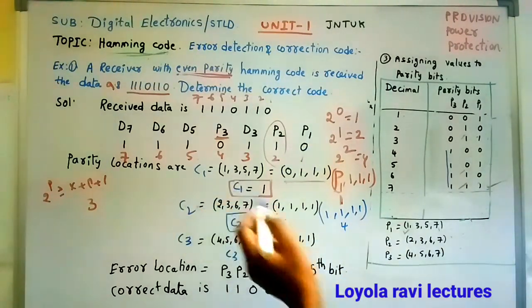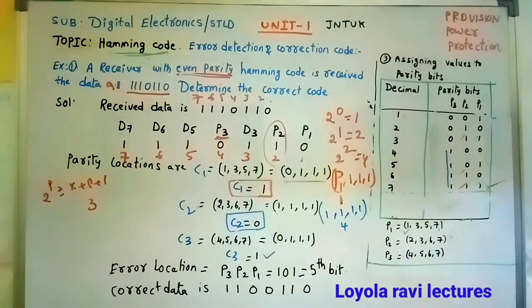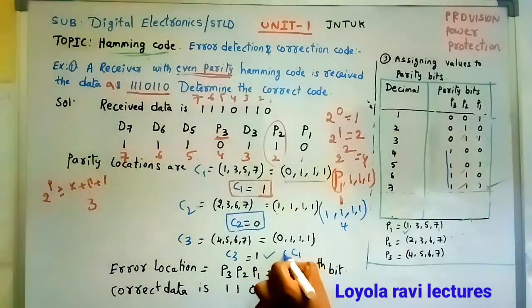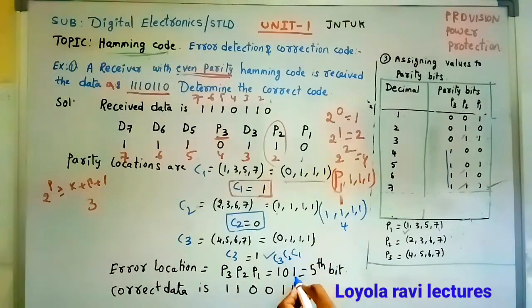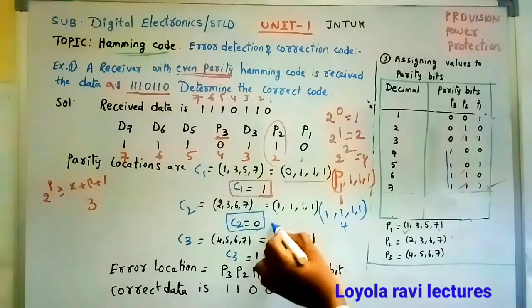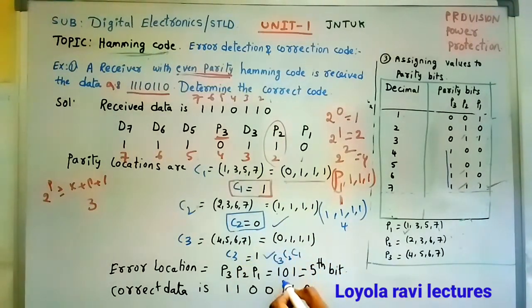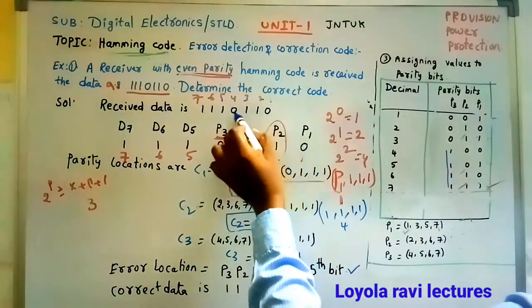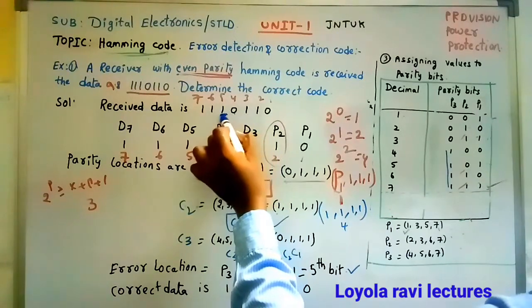Parity location should be 1. You may take P's or C's, no problem. P1, P2, P3 or C1, C2, C3. Finally, error location is equal to P1, P2, P3, or it may be C1, C2, C3. Any manner you can take. What is C1? C1 is 1, C2 is 0, and C3 is 1. 1, 0, 1 means 5. That is the fifth bit. The fifth location is having error. See here, 1, 2, 3, 4, 5. The fifth bit is having error.